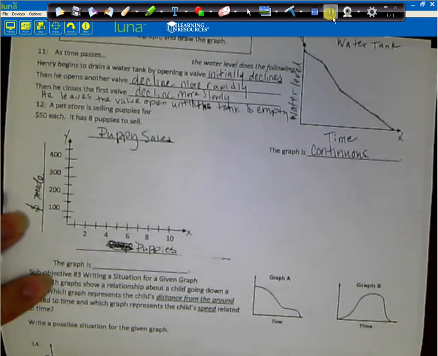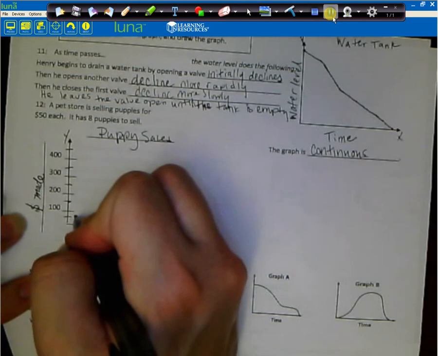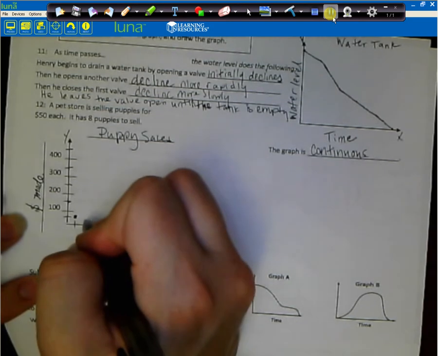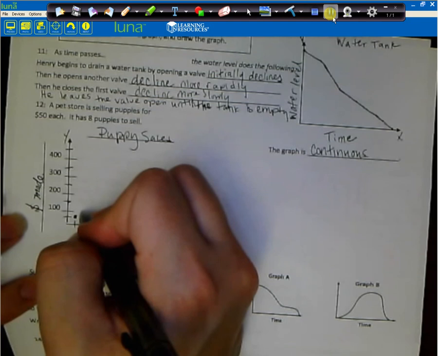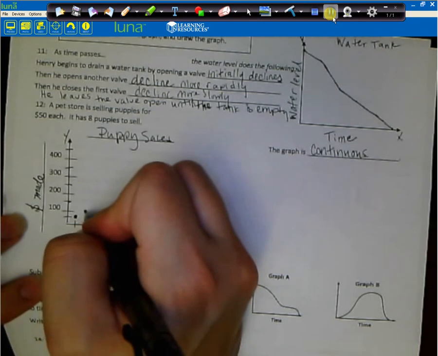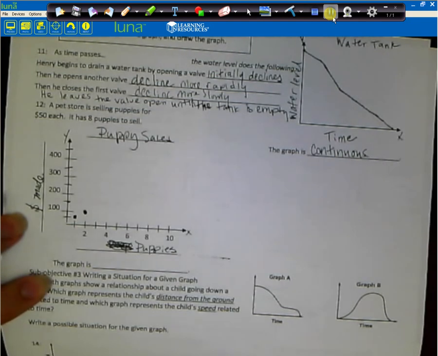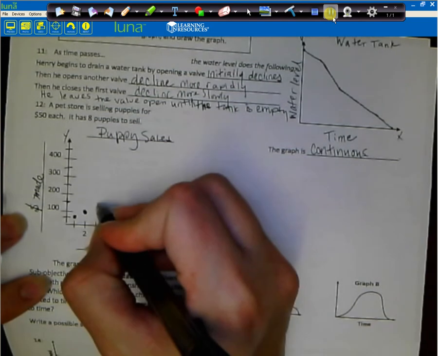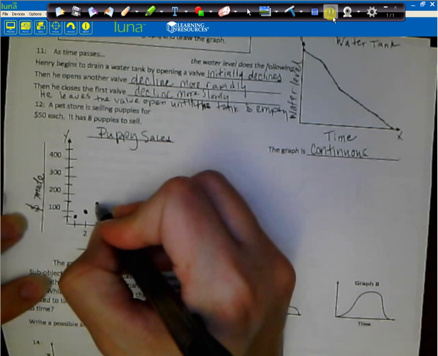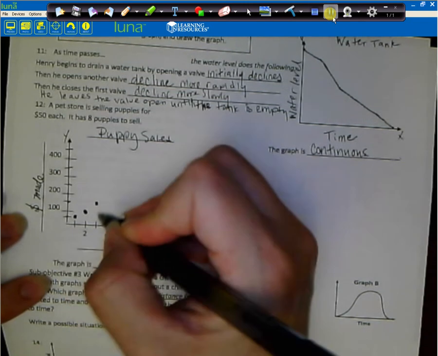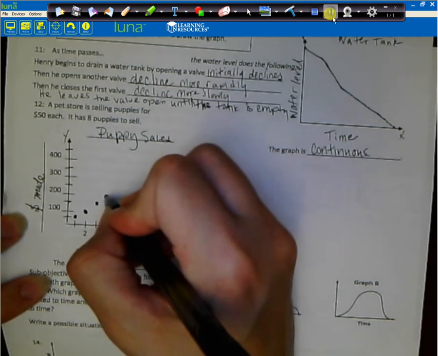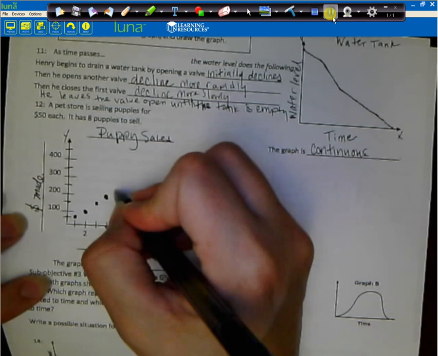So we're going to look at this and say on the first day they sell 1 puppy. So that is 1 puppy for $50. By the second day, they have sold 2 puppies. So they've made $100. On the third day, they have sold 3 puppies. So that's going to be $150. Each day, they're selling another puppy. So your graph is going to continue on out.